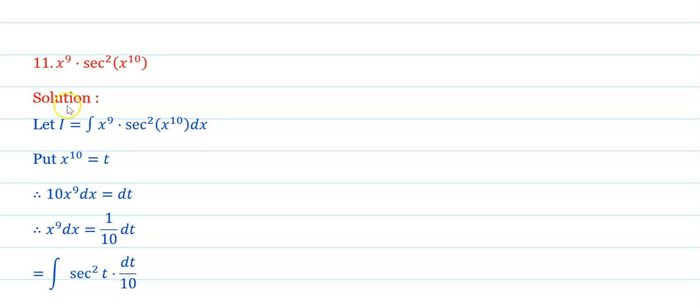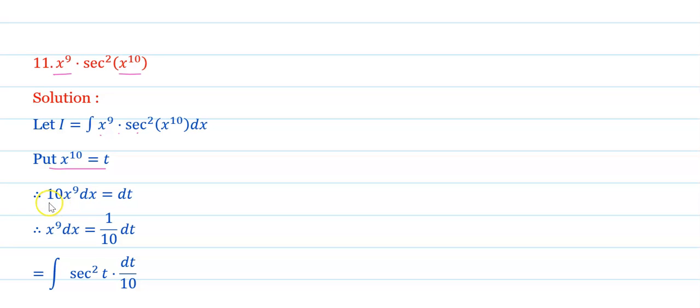Now the next: x raised to 9 into sec square in bracket x raised to 10. It is very easy. See, here it is x raised to 10. Here is x raised to 9. The derivative of x raised to 10 is 10 x raised to 9. Then we adjust the 10 here. Okay. Let I be equal to integral x raised to 9 into sec square x raised to 10 into dx. x raised to 10 is equal to t.